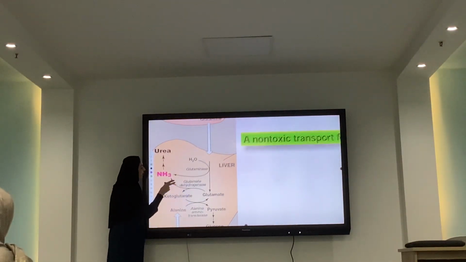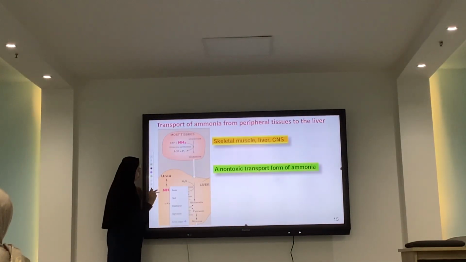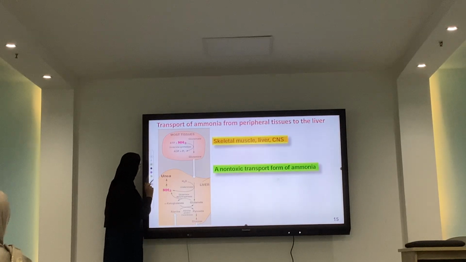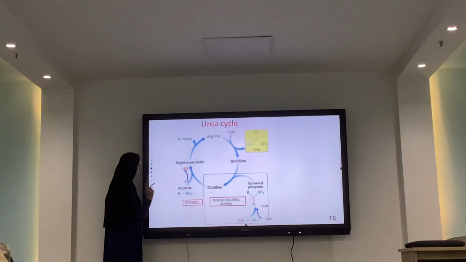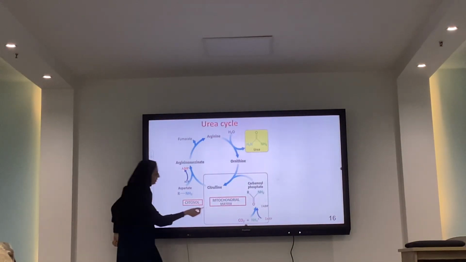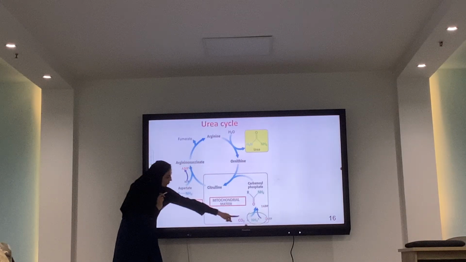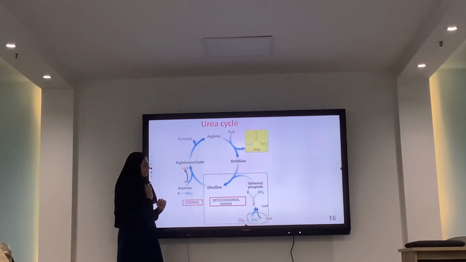We have, wow. Zoom it if you want. We have ammonia here, am I right? Yes. This ammonia enters the urea cycle. This ammonia enters the urea cycle.